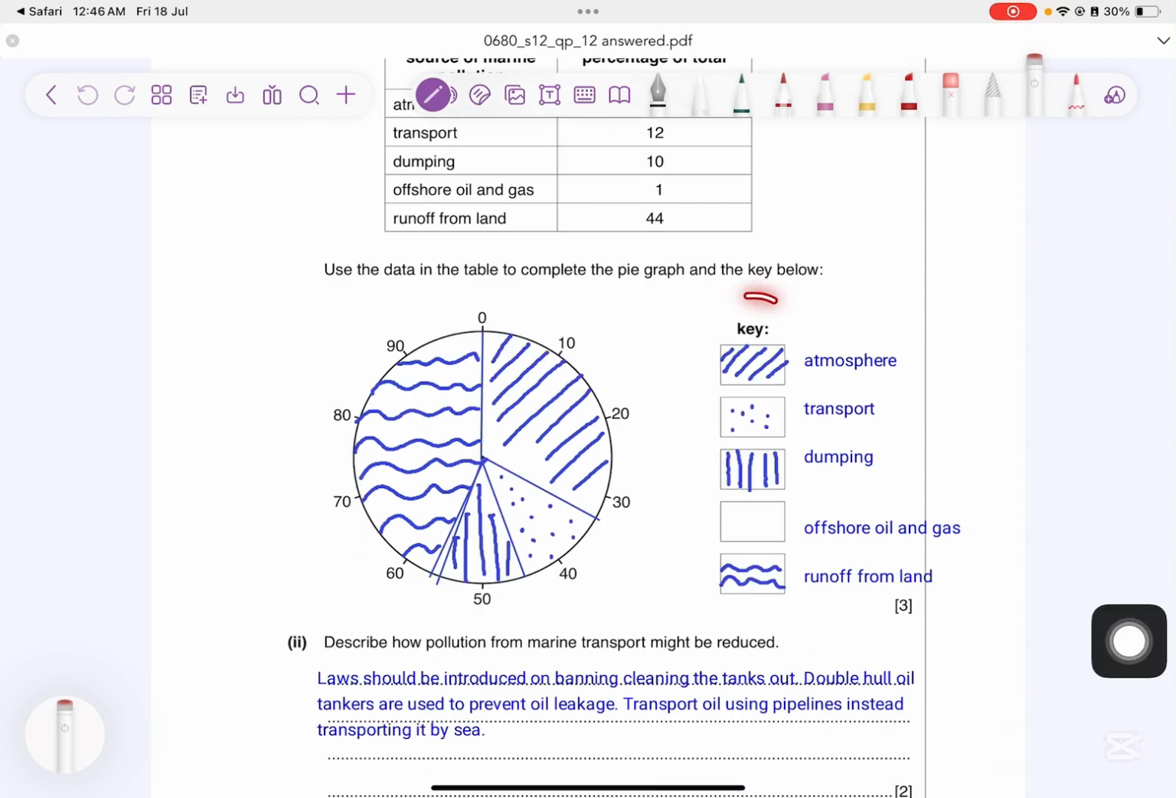Make sure that we follow our key. We make a correct key and follow it in here. Make sure your axis is labeled. If it's not labeled, make sure you label it. And you always start from this line, the midline, okay? Start from the middle and go clockwise, okay?